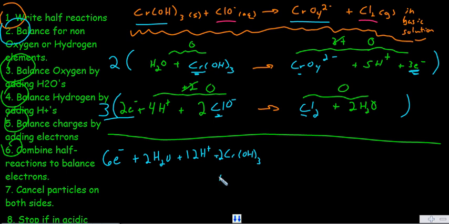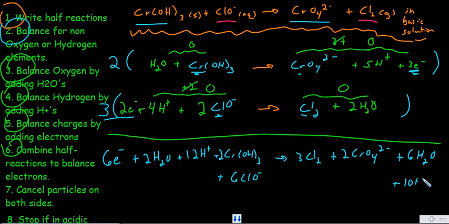And 3 times 2, or 6 hypochlorites. And then on the right we have 3 times 1, we have 3 chlorine gases. We have 2 times 1, we have 2 chromates. We have 3 times 2, we have 6 waters. And we have 2 times 5, we have 10 protons. And then finally, 2 times 3, we have 6 electrons.